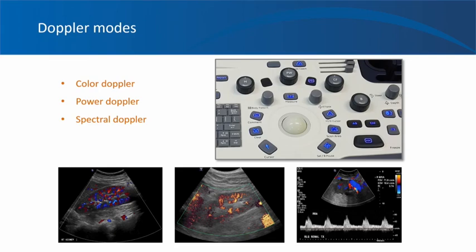And another thing is that you have probably heard the term duplex ultrasound. What is it? It's just a combination of Doppler image and the underlying grayscale image. So you have the original grayscale image of the kidney, and on top of that you applied color. So this is the duplex ultrasound.